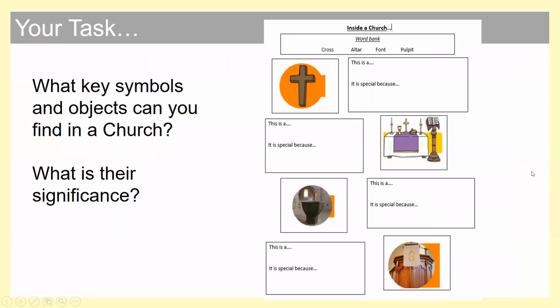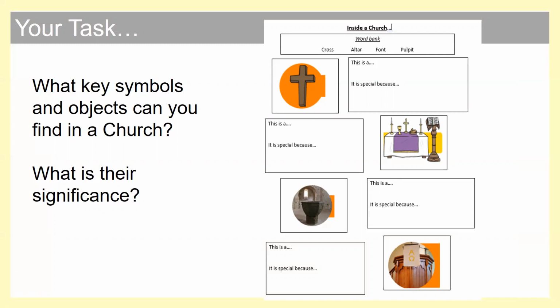Okay, so your task for today's lesson is that you will have a range of different images, 4 different images of items or objects that you might find in a church, a Christian church. The word bank at the top has the words cross, altar, font and pulpit. So you're going to identify first of all, what does that first picture represent? This is... and you choose one of those words from the word bank. And then I'd like a brief description of why is it special?